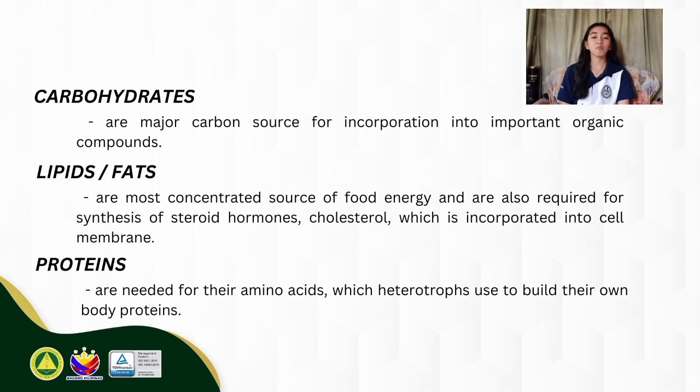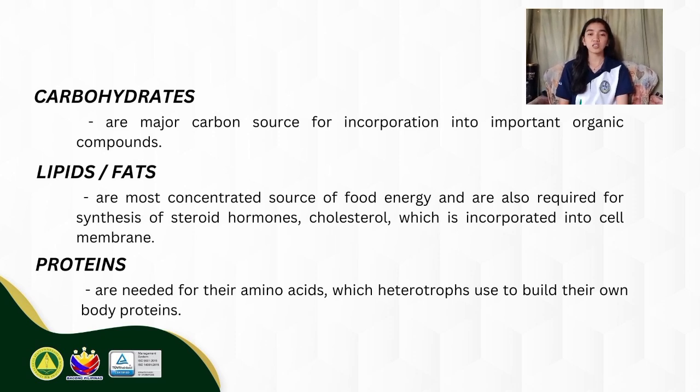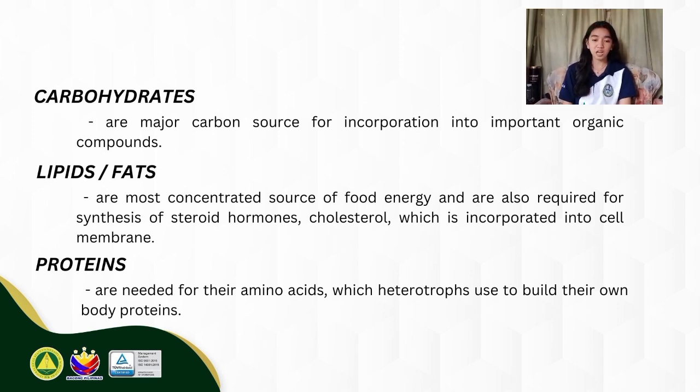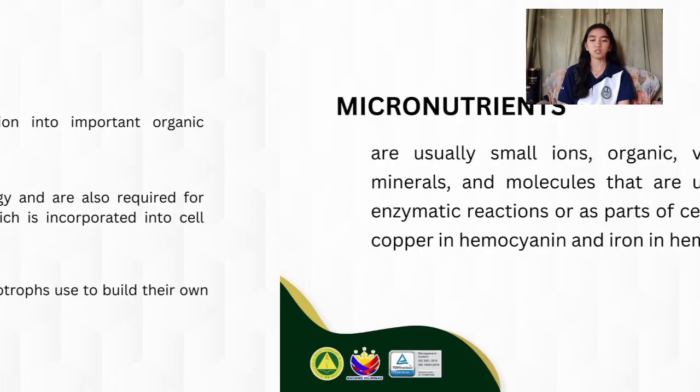So carbohydrates are a major carbon source for incorporation into important organic compounds. Lipids and fats naman are the most concentrated source of food energy and are also required for synthesis of steroid hormones and cholesterol, which is incorporated into cell membrane. Proteins are needed for their amino acids, which heterotrophs use to build their own body proteins.